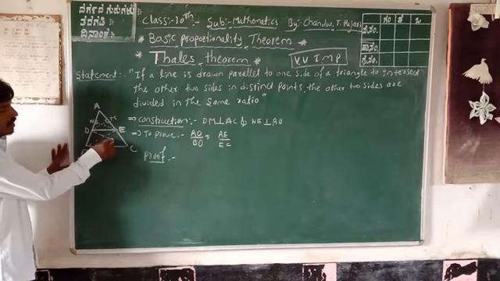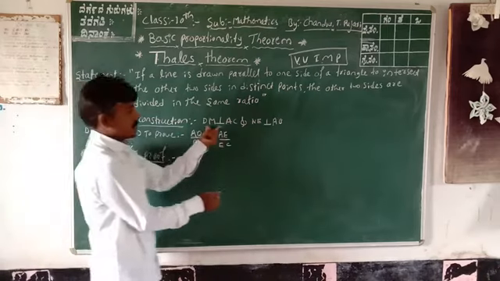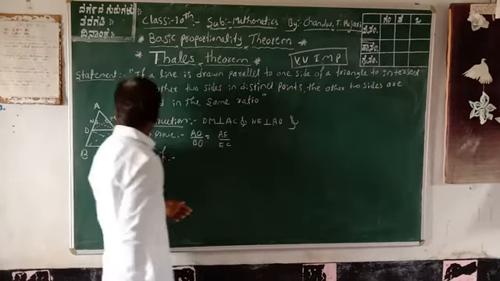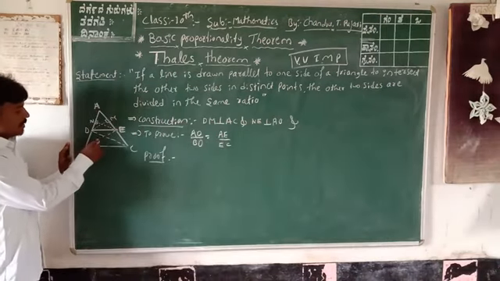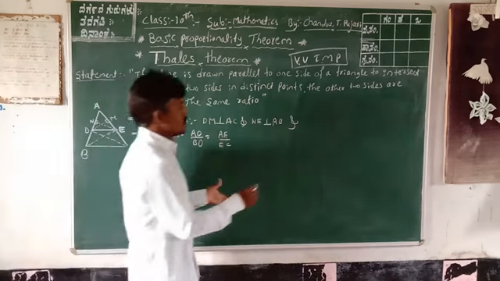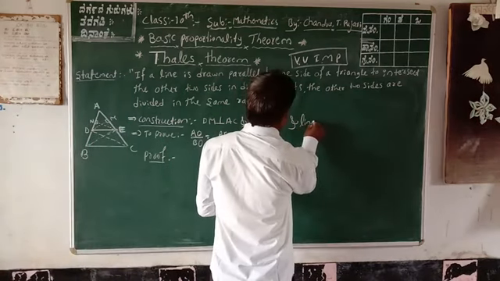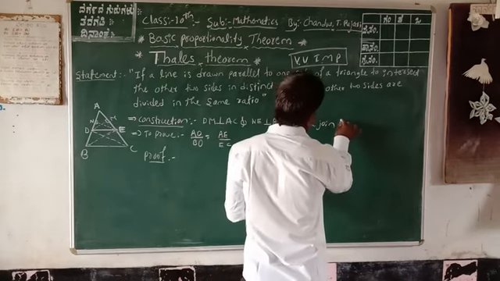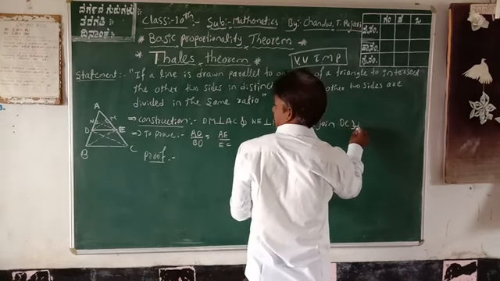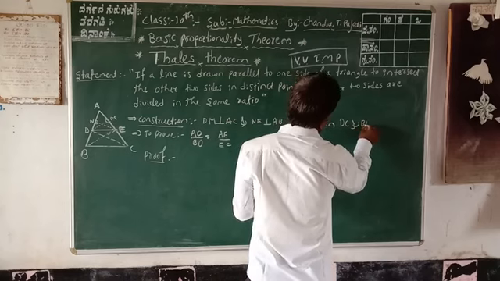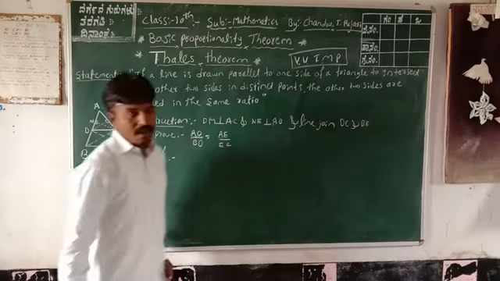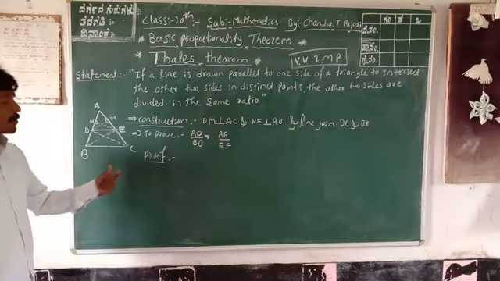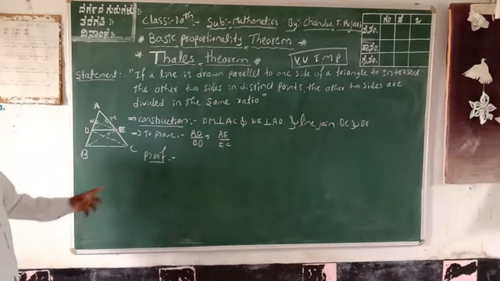Construction is that, and also the construction part, and line joining DC and BE. This all part is over. Next one is the proof.